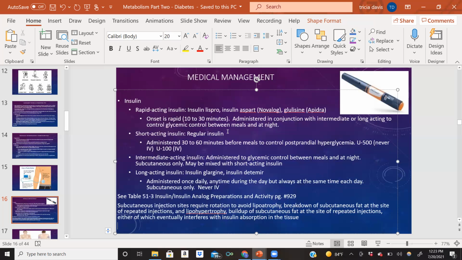It's important that we really rotate those injection sites because we want to avoid the patient developing lipoatrophy. So lipoatrophy is when the subcutaneous fat at the site where we put those injections starts to break down. They can also develop lipohypertrophy, which is a buildup of the subcutaneous fat at the site of those repeated injections. If they develop either one of those, it's going to interfere with the body's ability to absorb the insulin, and we're not going to get good blood glucose coverage.